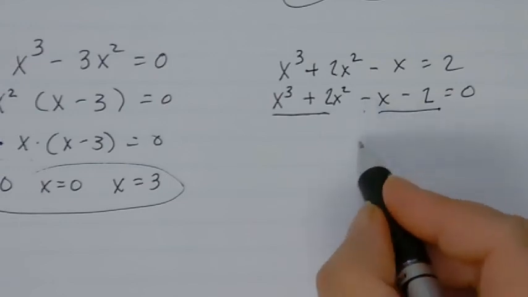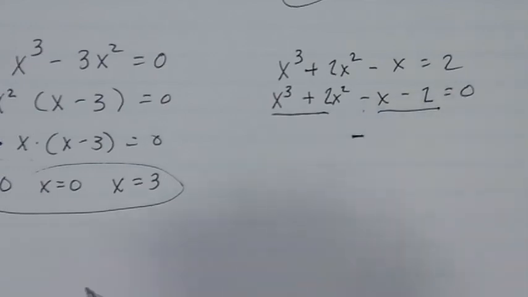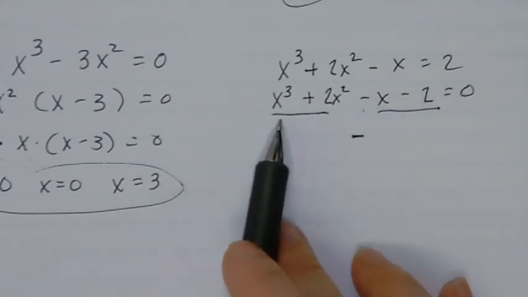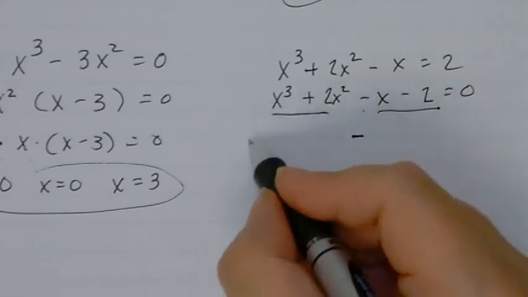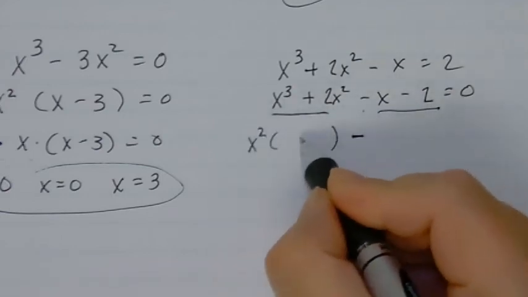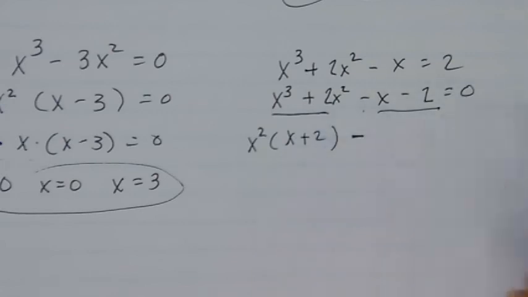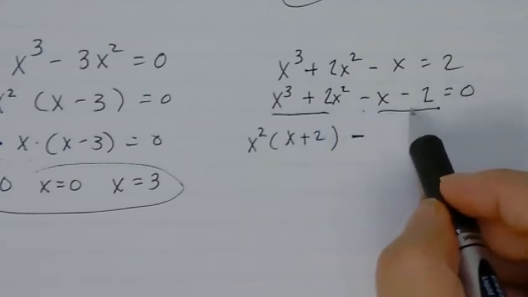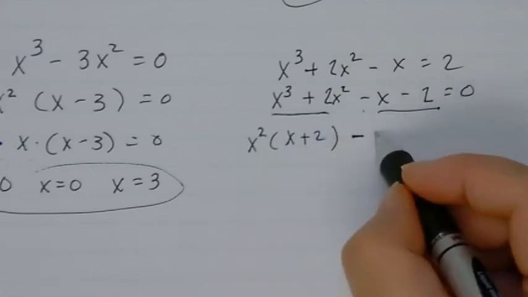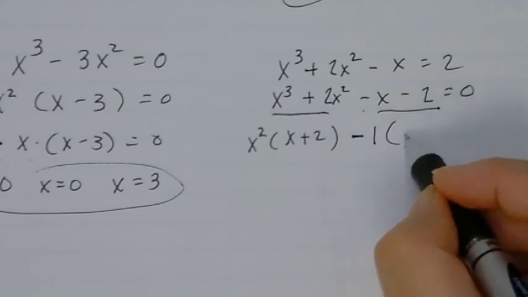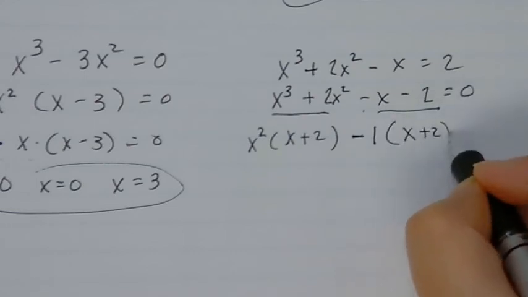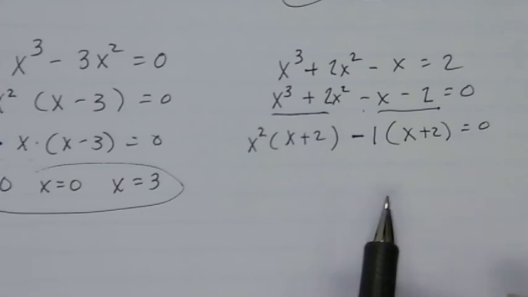Because there's a minus here, I'm going to bring down the minus sign. What do these two have in common? x squared. So what's left is x plus 2. Here, what do they have in common? Nothing. So I have to have a 1 here. So what's left is x plus 2. If you struggle with this, you may want to go back in Canvas and watch some of the videos from factoring day 1 and factoring day 2. I think it's around section 5.2.